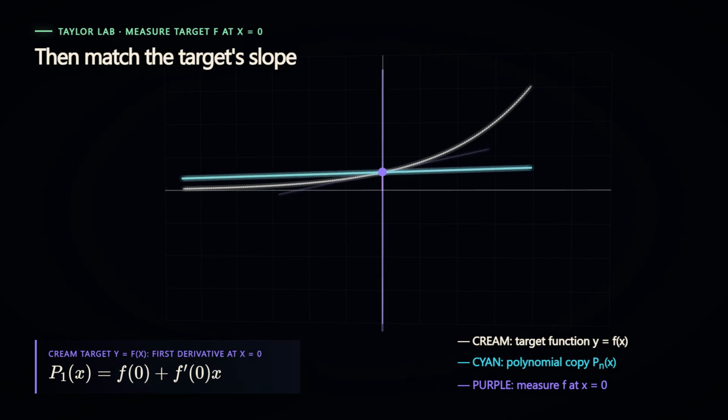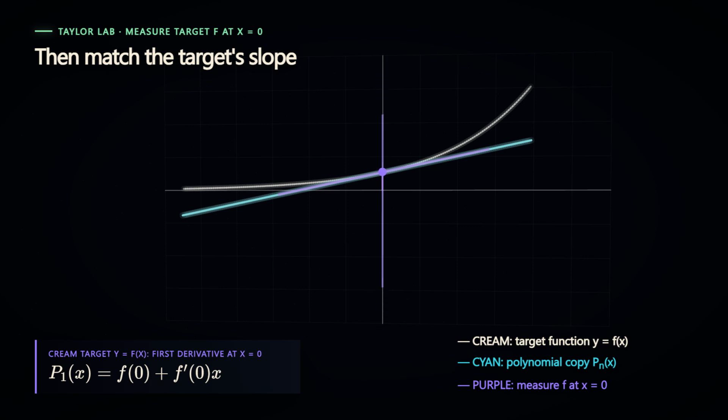Next, measure slope. The constant contributes none. At the center, the linear layer contributes exactly a sub-1, while higher powers remain flat. Set a sub-1 equal to f prime of 0. The approximation rotates until its tangent matches the target. Now they share height and direction.